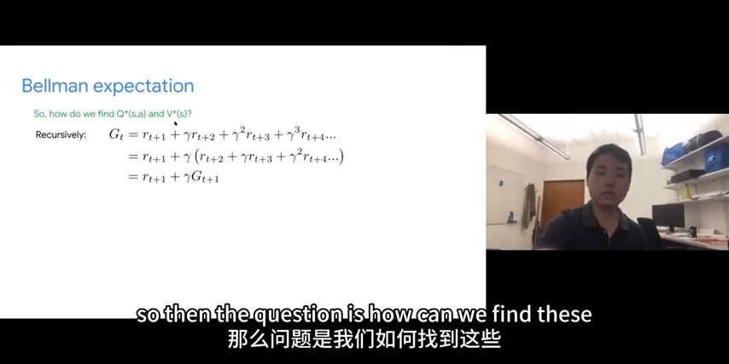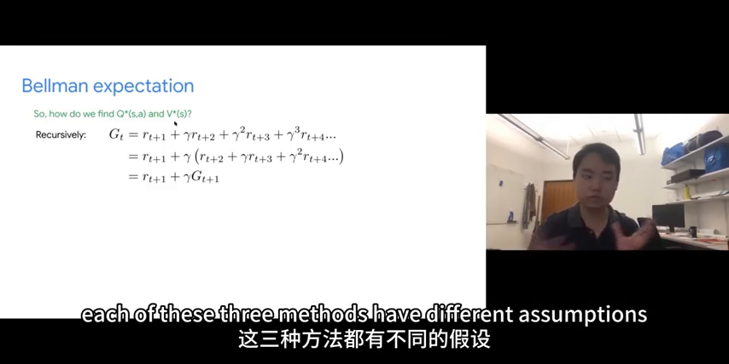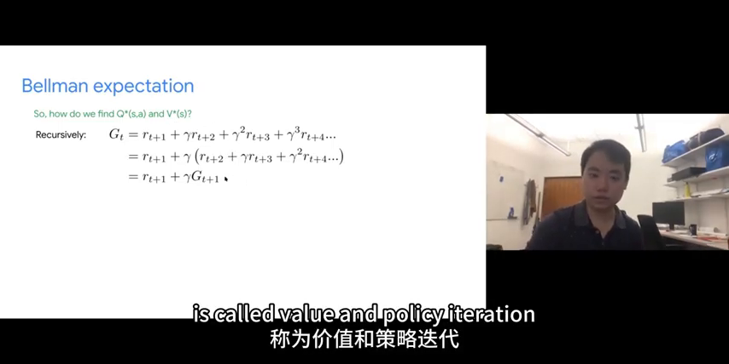So the question is, how can we find these? I'm going to start by going through three methods. Each of these three methods has different assumptions and different trade-offs. The first method is called value and policy iteration.